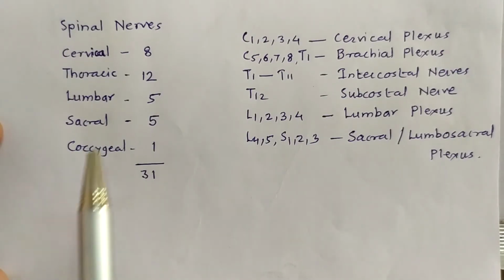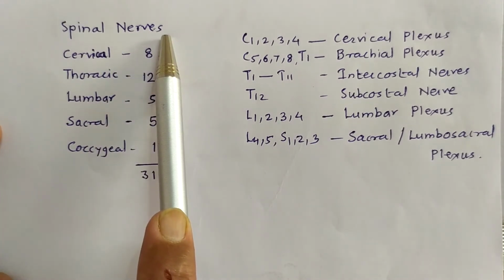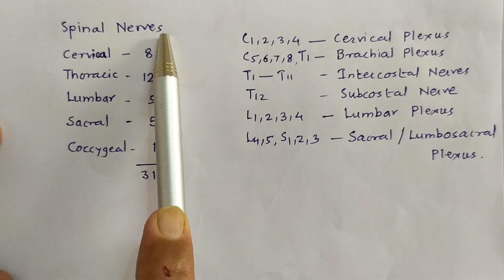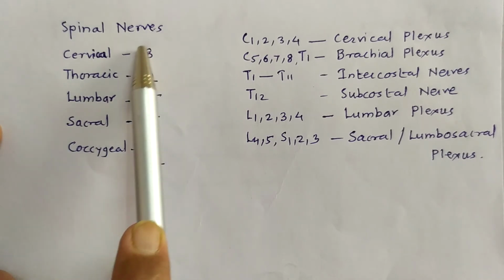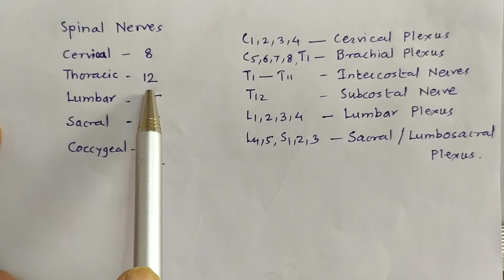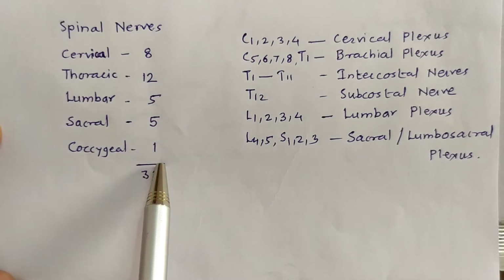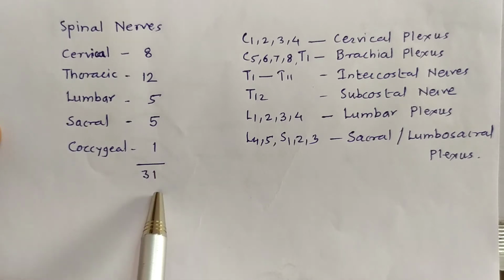There are 31 pairs of the spinal nerves. Spinal nerves are attached to spinal cord. There are 8 pairs of cervical, 12 pairs of thoracic, 5 pairs of lumbar, 5 pairs of sacral, and 1 pair of the coccygeal spinal nerves. So, total there are 31 pairs.